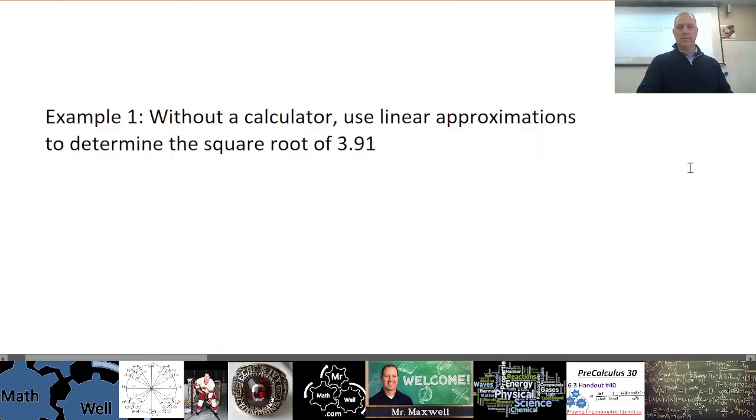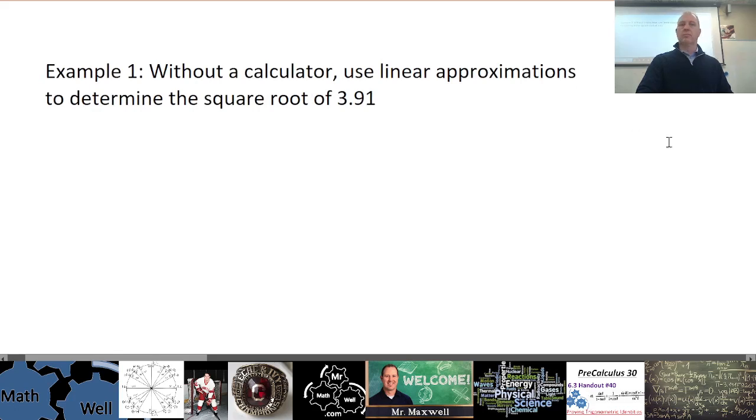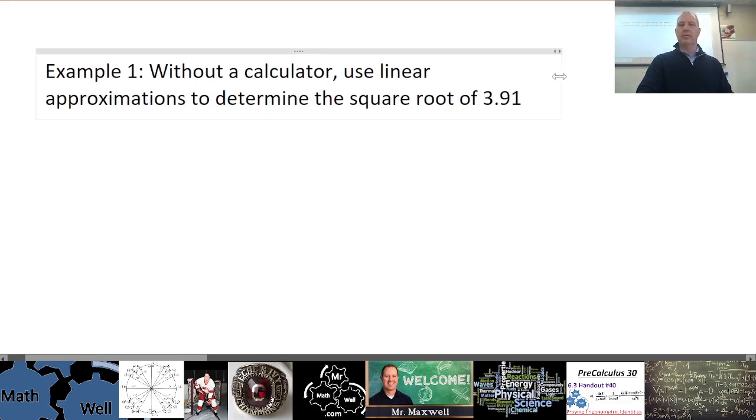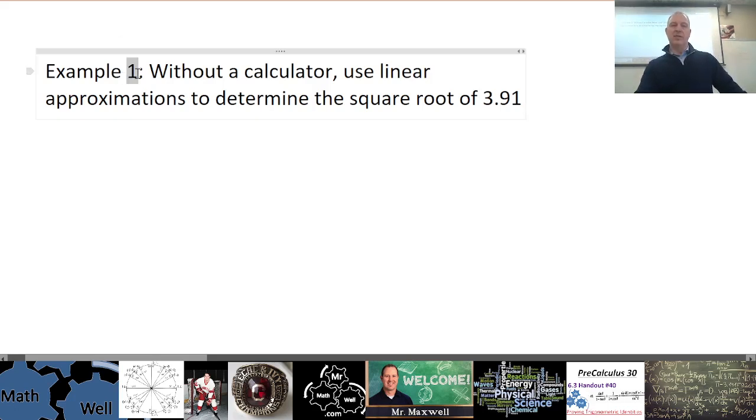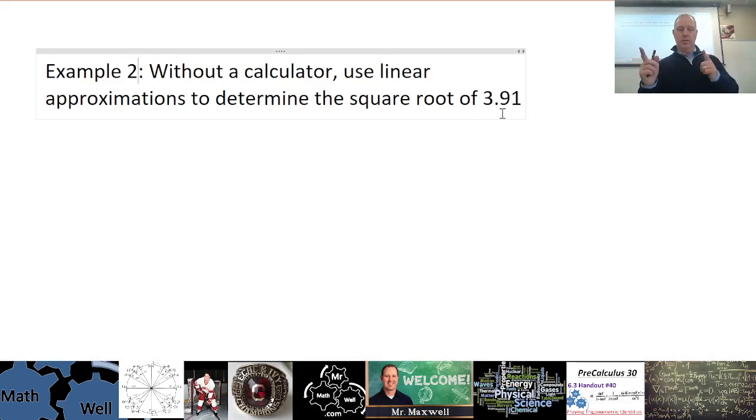So, your turn. Go ahead and do this question right here. Without a calculator, use linear approximations to determine the square root of 3.91. So you do this exactly the same, except your a value is going to be 3.91 instead of 4.26. Okay? So go ahead and take a minute to work through that.